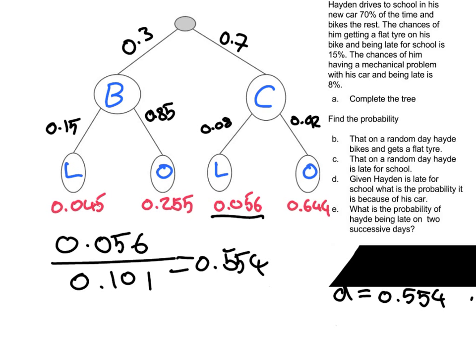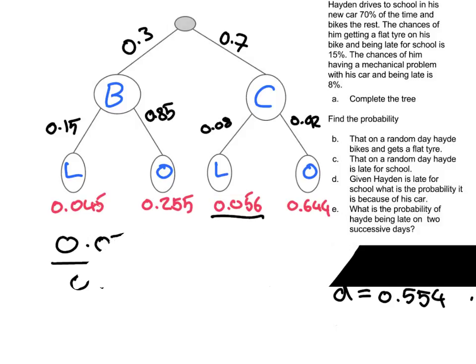Alright, here's the last one, and this one's tricky too. Let's go about this. What is the probability of Hayden, I've done it again, being late in 2 successive days? So 2 days in a row. Now, we know we're going to use our little number again, our answer for C, so that's our key. What's the probability of him being late? That's the one, 0.101. That's our key figure. We need to know that one, because that's the probability of him being late for 1 day. So how could we possibly work out what's the probability of him being late for 2 days?